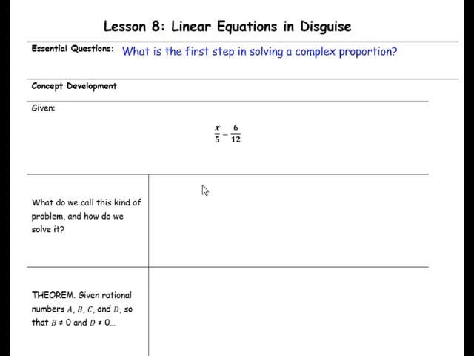This kind of a problem is called a proportion. We solve it by multiplying both sides of the equation by 5. We can also solve it by multiplying each numerator with the other fraction's denominator.